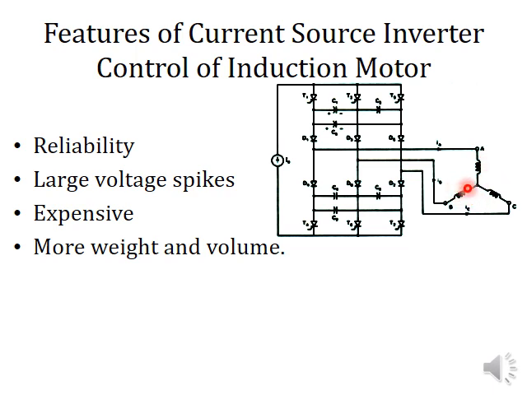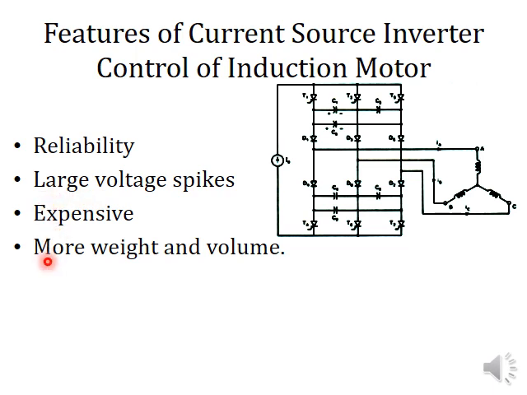If we are using a machine with high leakage reactance, then it may cause large voltage spikes in the system. So in order to avoid this, we have to use machines with low leakage reactance. Then next one is expensive. As we know, there is a large inductance in the source side and 6 capacitors are to be provided for proper commutation. So due to all these things, the system becomes very much expensive.